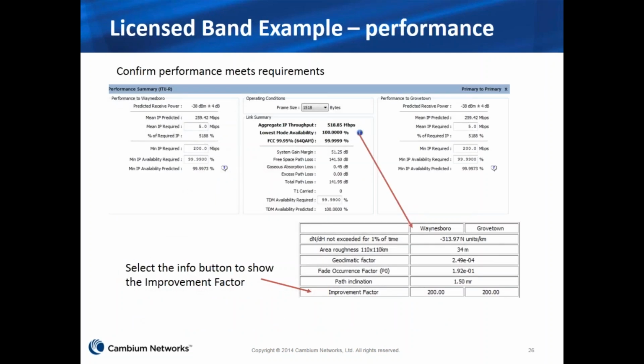So if we now look at the performance, having added the diversity, we can now see that this has improved the performance from 99.966 up to 99.9975. So we're now meeting targets.